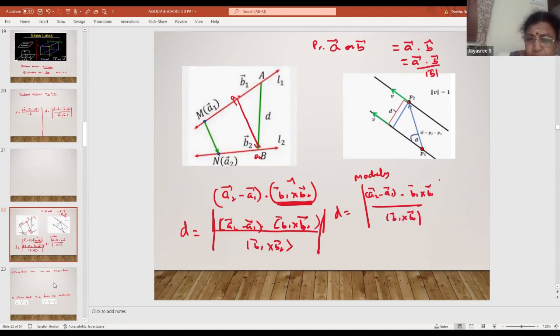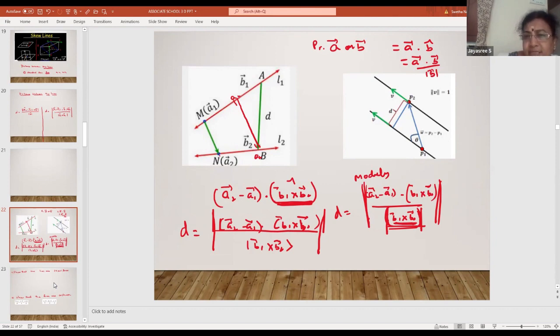Why the word magnitude here? Vector is not a number. It is not a scalar. It is a vector, so distance cannot be a vector. Distance is a number. So here we use magnitude, and here we use modulus. The purpose of modulus is that a negative dot product has to become positive. Magnitude is anyhow positive, so the denominator is positive. Now coming here, the distance between the parallel lines.